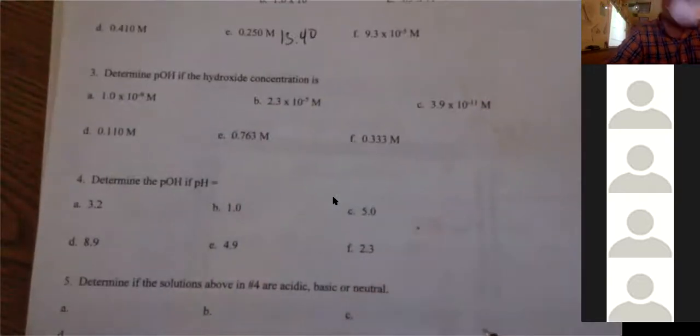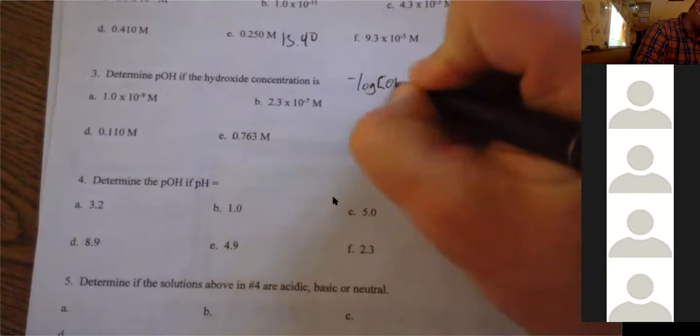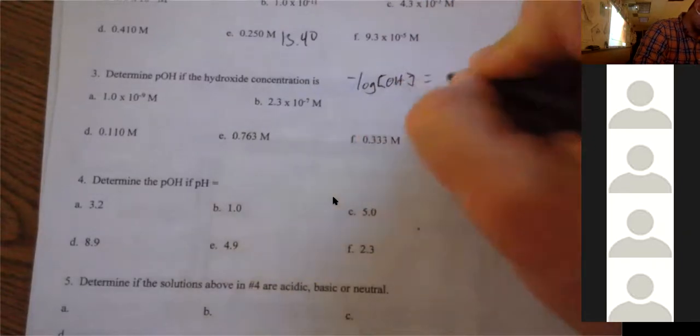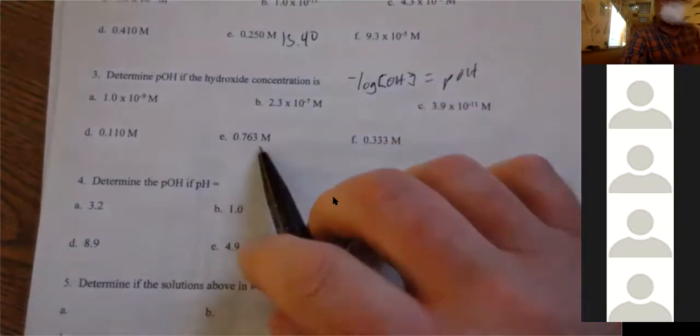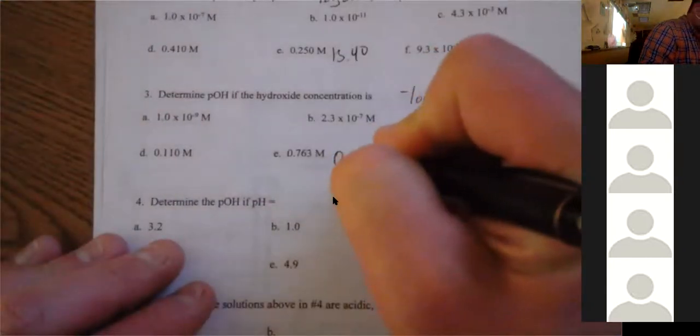Determine the pOH if the hydroxide ion concentration is this. Well, as we said up there, the negative log of the hydroxide ion concentration equals the pOH. The negative log of 0.763, we get 0.117. So 0.12.